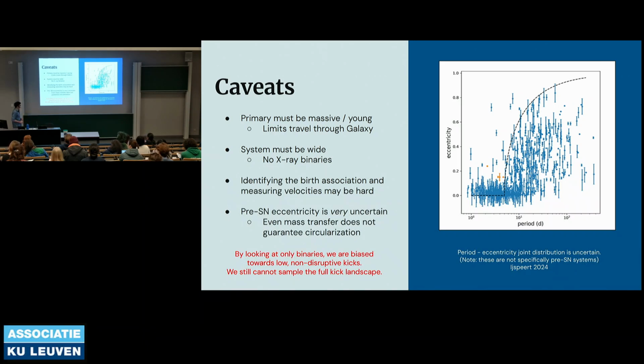And in particular, this pre-supernova eccentricity is very uncertain. So for the case of VFTS 243, which is circular, it's quite straightforward to argue that it was circular beforehand. This will not always be the case. And that pre-supernova eccentricity distribution is very hard to constrain.